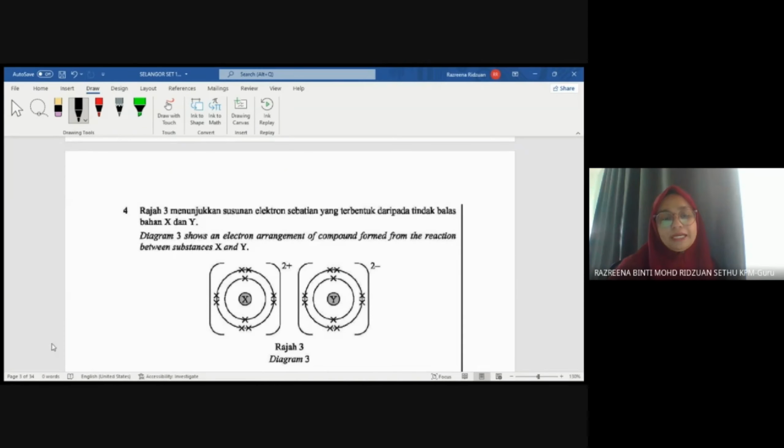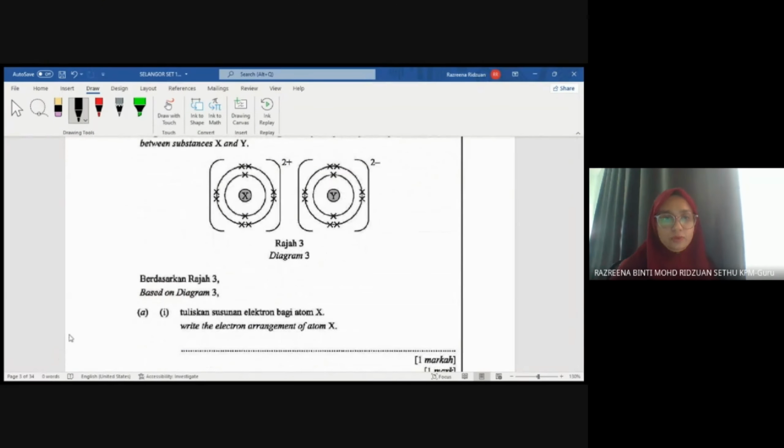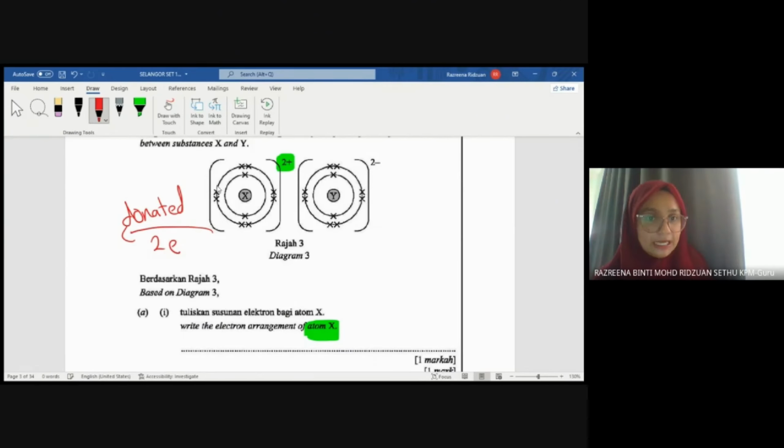Question 4. Diagram 3 shows an electron arrangement of a compound formed from the reaction between substance X and Y. Okay, they give you substance X and Y. Then they give you question 1A. Write down the electron arrangement of atom X. Because they ask us about atom X, you see the charge here is +2. That means it has donated 2 electrons, which originally it has another shell with 2 electrons. So the electron arrangement would be 2, 8, 2.